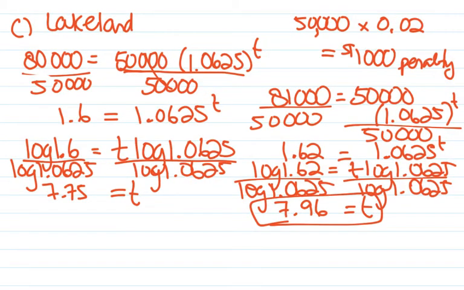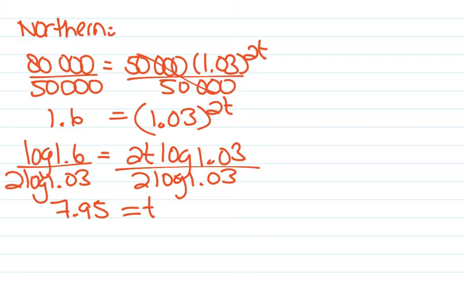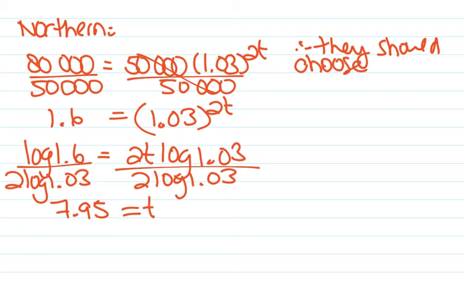So Lakeland was 7.96 and Northern is 7.95 years. So just slightly, Northern will get them $80,000 faster, and that's only because of that condition that was put on the investment from Lakeland. So therefore, they should choose Northern. It will take 7.95 years.